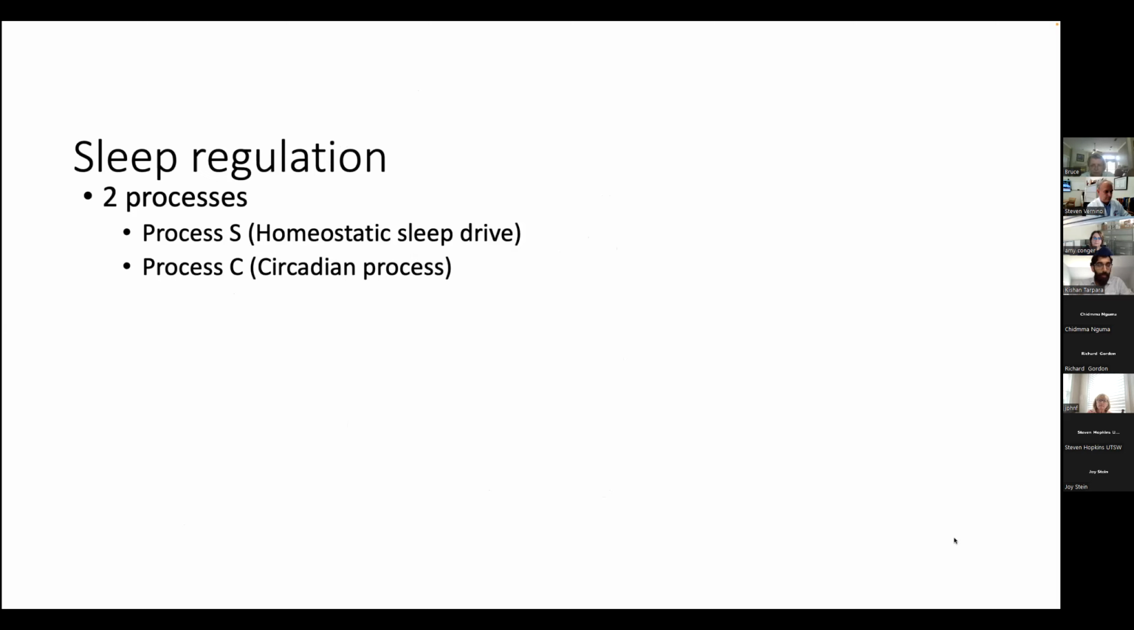So the process of sleep, what determines when we get sleepy, when we sleep, when we're awake, when we're alert. There's a model of looking at two things that are happening in your body that determine when you feel sleepy, when you feel alert. And these are called process S and process C, which we'll talk about.